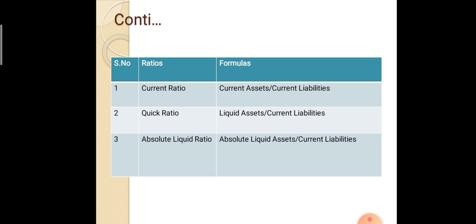And current liabilities are liabilities that are to be repaid within a period of 1 year. They include bills payable, sundry creditors, bank overdraft, outstanding expenses, income received in advance, proposed dividend, provision for taxation. So these are all the examples of current liabilities. Current ratio is equal to current assets divided by current liabilities.